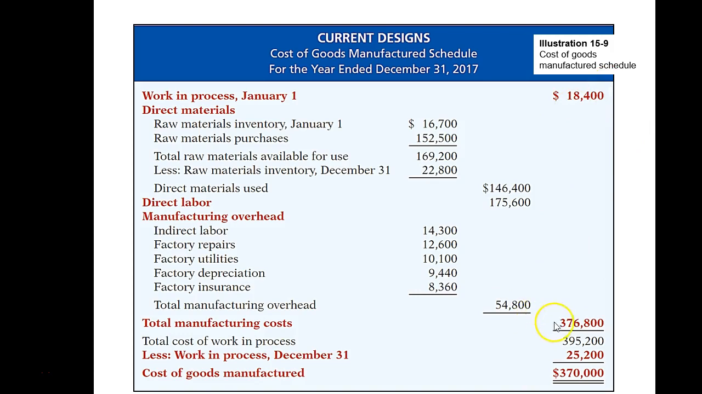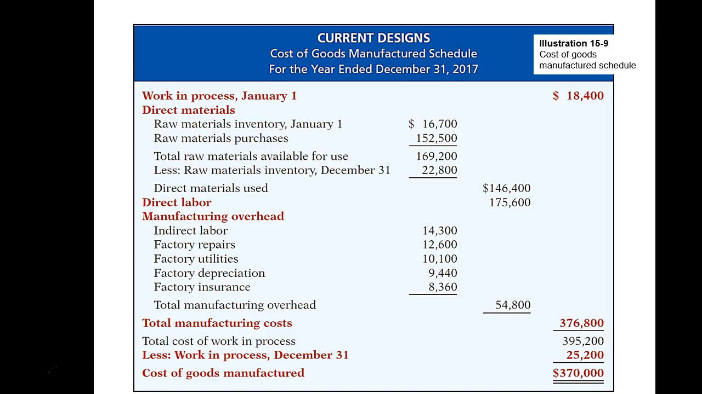You're going to add that amount to your beginning work in process. When you add these two together, it gives us our total cost of work in process, the $395,200. So this is the total cost of all those items. We subtract out what's remaining, which is your work in process at the end of the accounting period. Subtract that from the total cost to get your cost of goods manufactured. That would total $370,000. So this schedule is known as our cost of goods manufactured schedule.